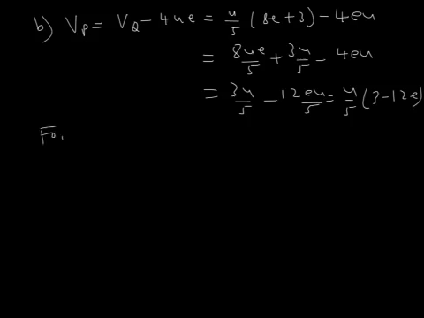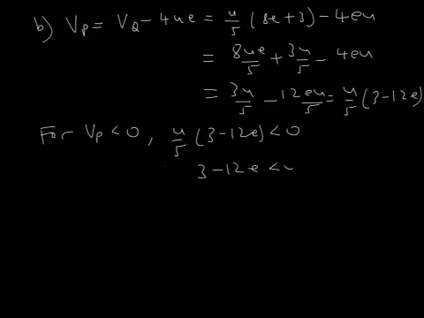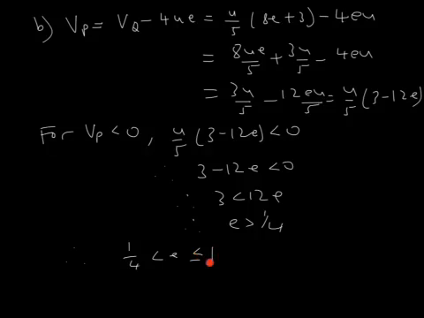Now, we know that vp is negative. Then u over 5, 3 minus 12e must be negative. u is not negative, 5 isn't negative, therefore 3 minus 12e is negative. In other words, 3 is less than 12e, in other words, e is greater than a quarter. So therefore the range of values of e are between a quarter and 1. The mark scheme specifically says you must put in this 1 here. e is always between 0 and 1. It could equal 0, it could equal 1.